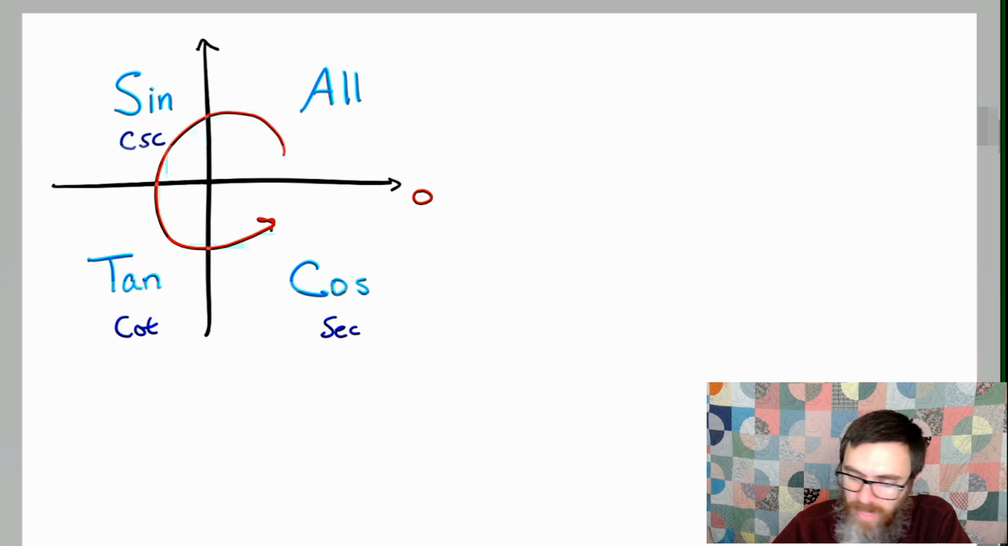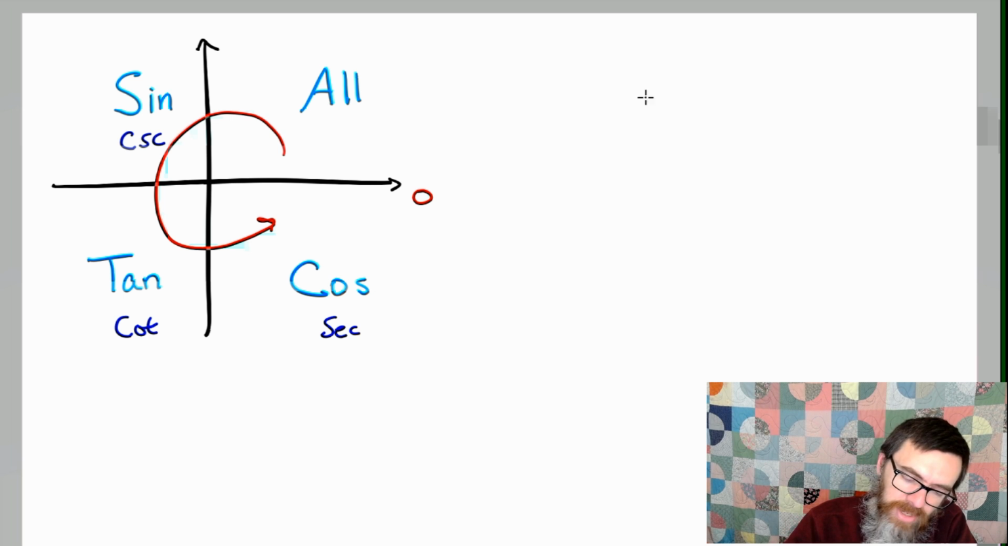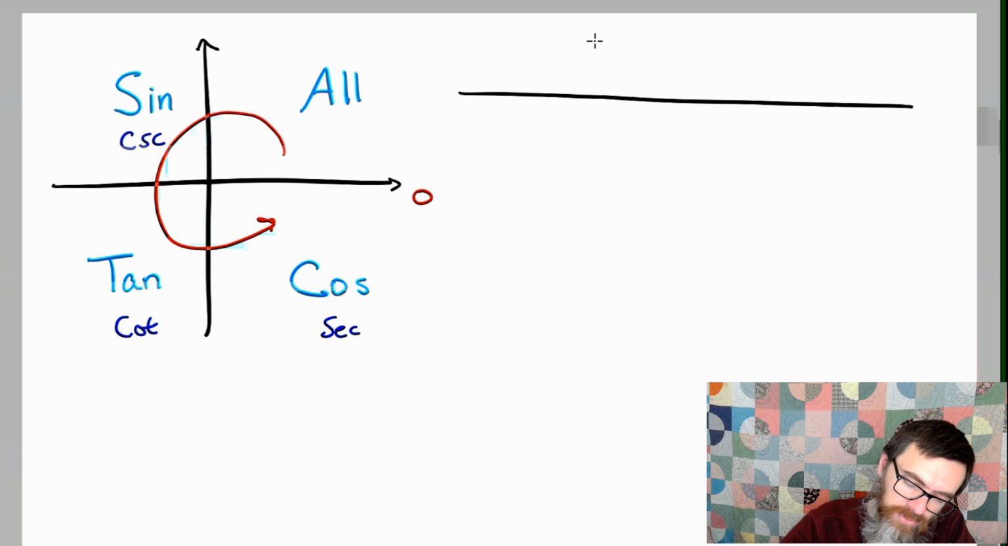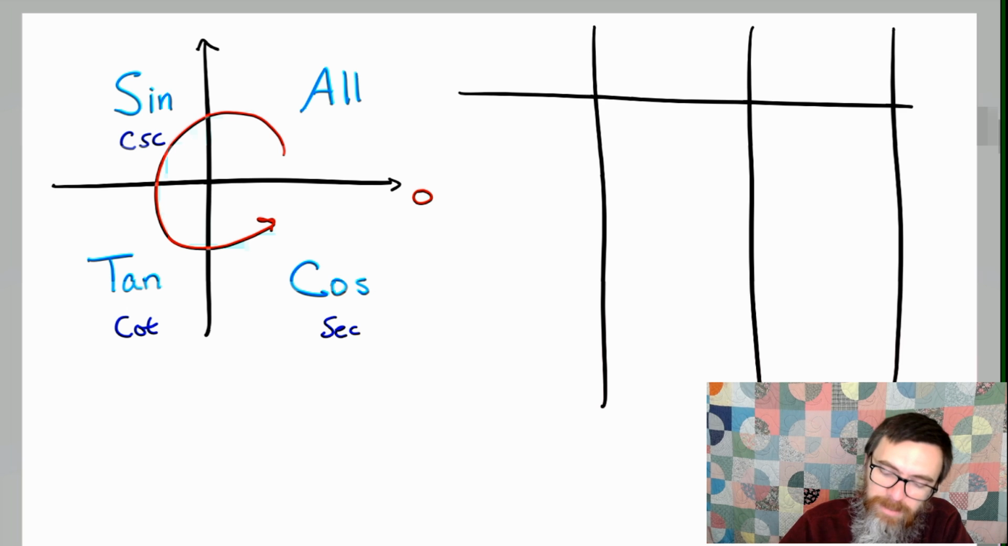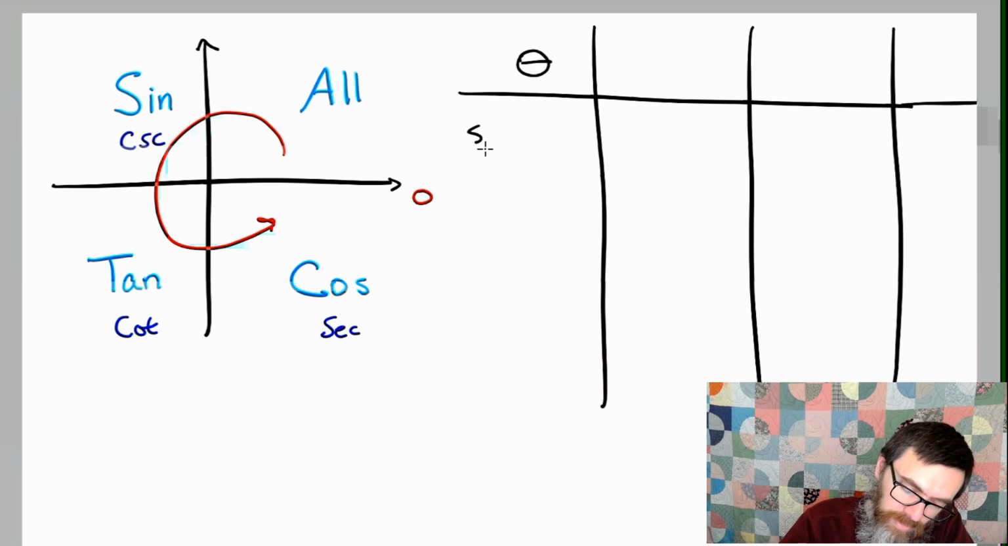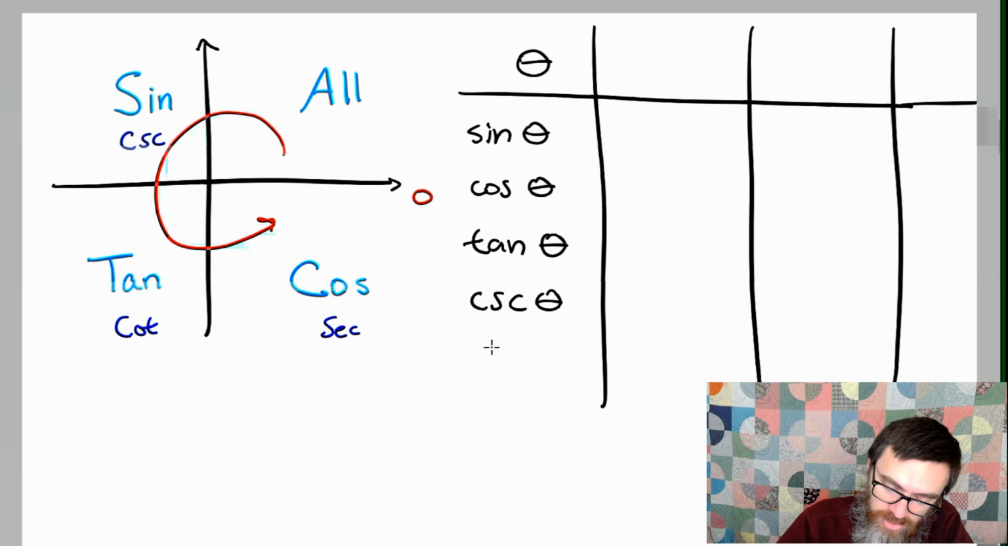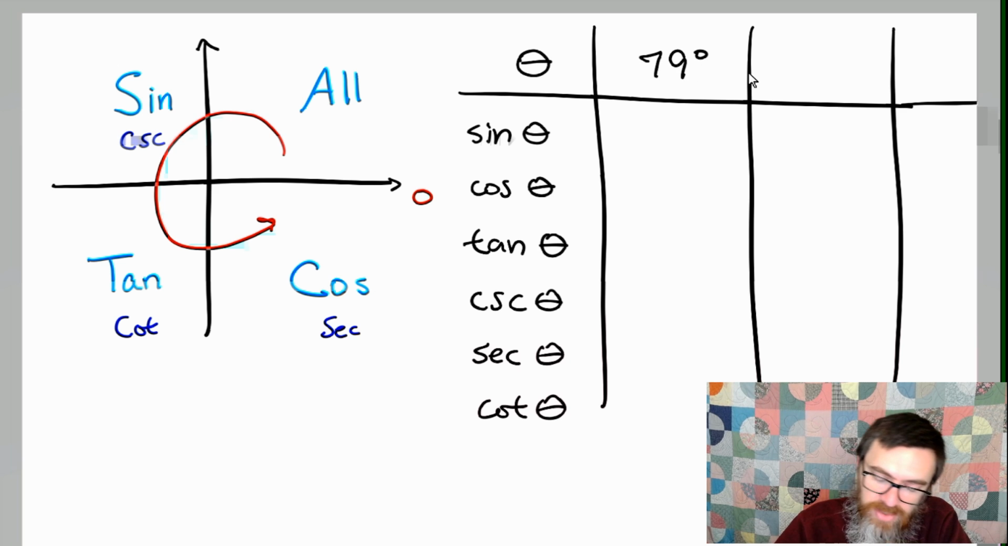So let's look at some examples here. And I just want to make a quick little chart. This might make it a little bit easier for us. So just do this. Lovely chart, right? So here's what I want us to do. I want to find out, given a certain theta, what will be the sign for sine, cosine, tangent, and then for cosecant, secant, and cotangent. So starting with this one, 79 degrees.